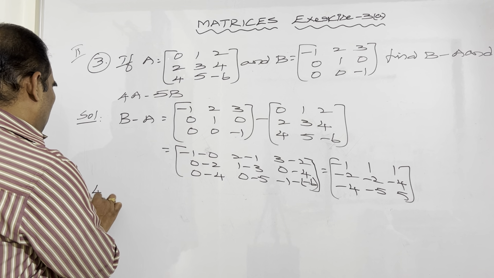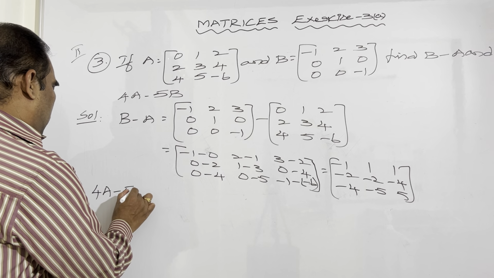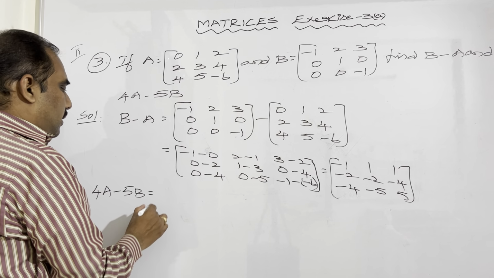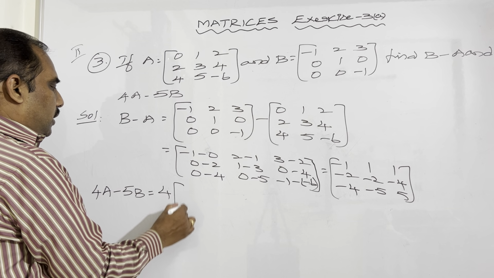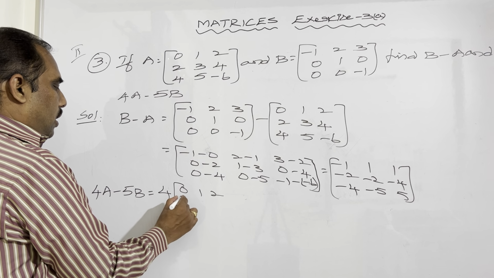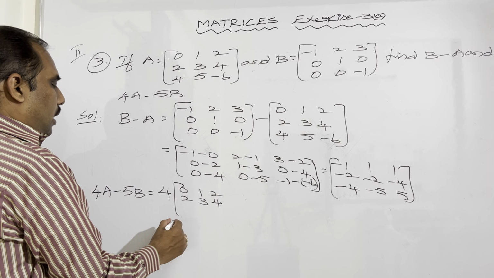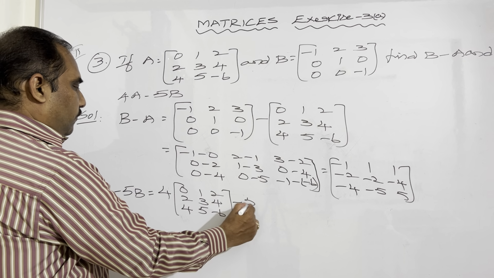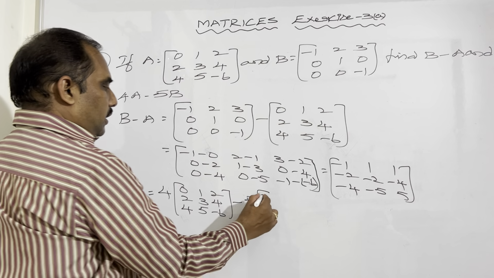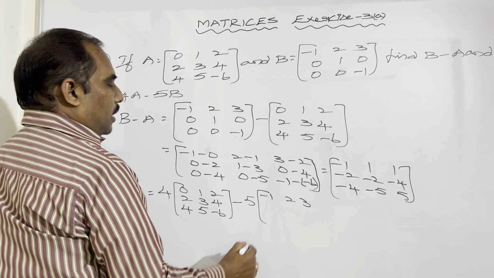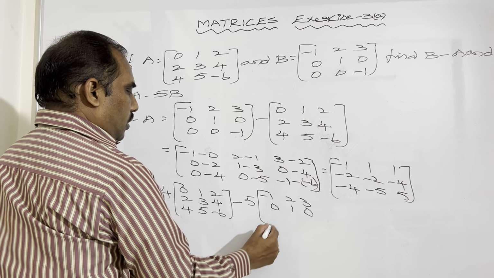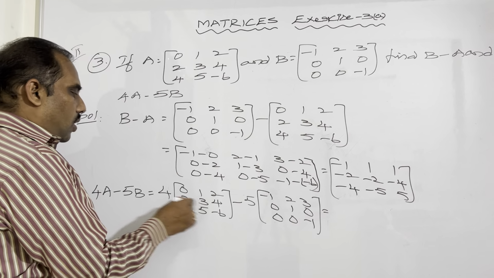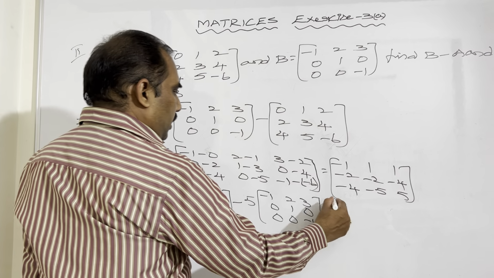Similarly, 4A minus 5B. All the elements in the matrix A are multiplied by 4. So 4 into the matrix 0, 1, 2, 2, 3, 4, 4, 5, minus 6, minus 5 into the matrix B, which is minus 1, 2, 3, 0, 1, 0, 0, 0, minus 1. All the elements in the matrix A are multiplied by 4.